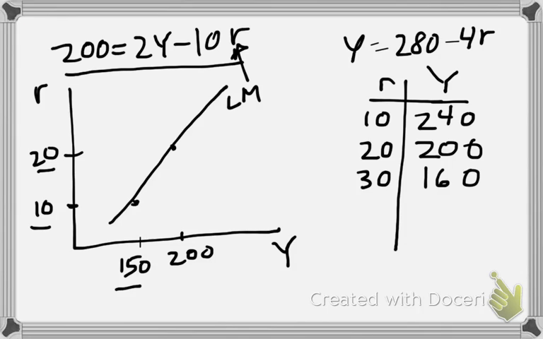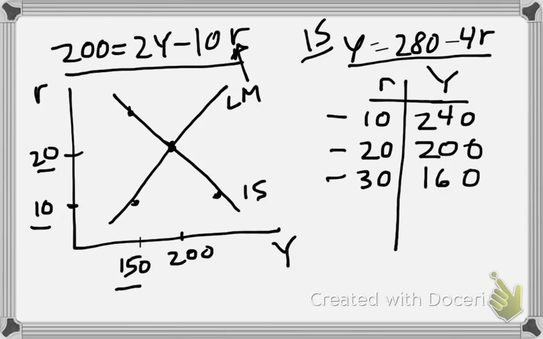For our IS curve, we have y equals 280 minus 4r. So we can say, well, if r is 10, what will y be? It'll be 240, so that might be some point out here. If r is 20, what will y be? Well, 200. If r is 30, what will y be? Something like 160, so that might be some number here, and that's our IS curve. And we could continue, right? The IS curve is the set of all the points where y is equal to 280 minus 4r. So that's our graphical and numeric solution for this particular problem.